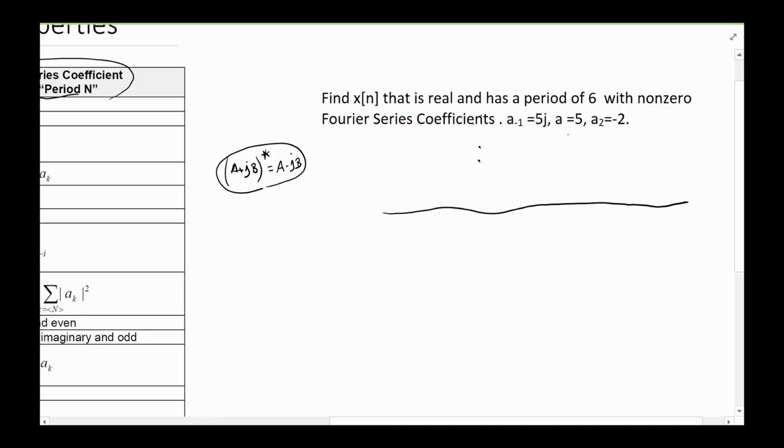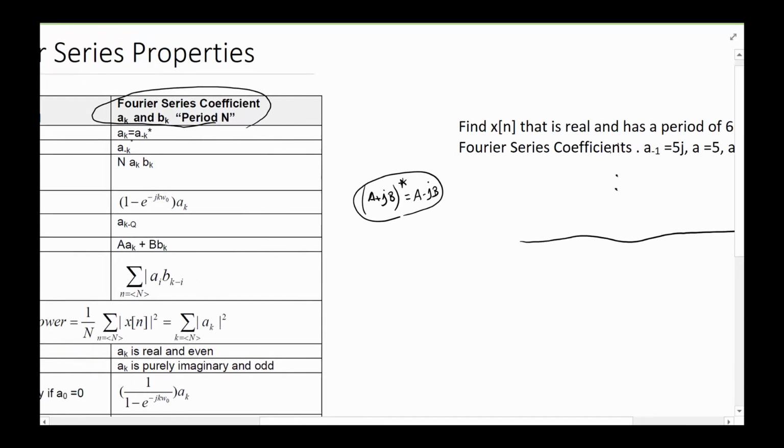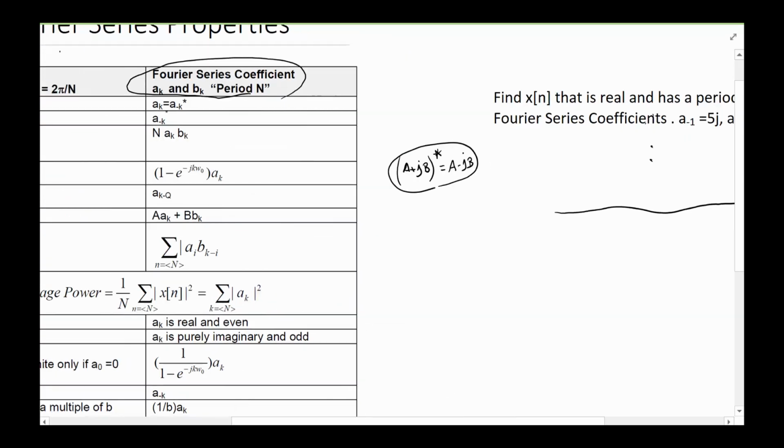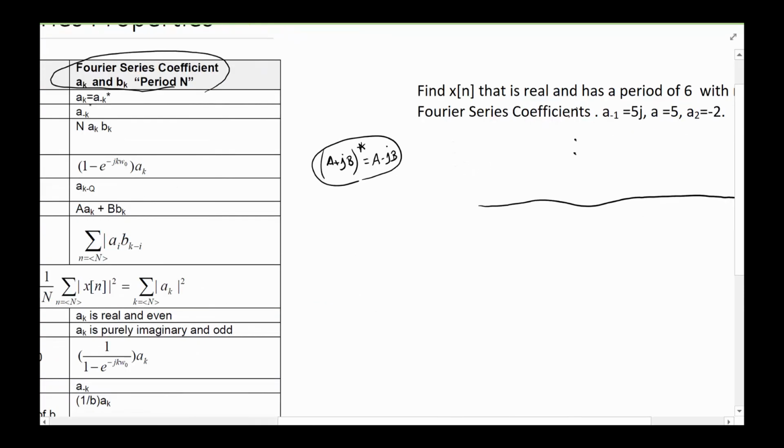So what they have done is they've given us some coefficients. Since it's real, we go to this table and say, okay, if x of n is real, then from the fact that it's real, we can conclude that A of k equals A of minus k conjugated. And they say that the period is 6. That means our A of k is going to have a period of 6.